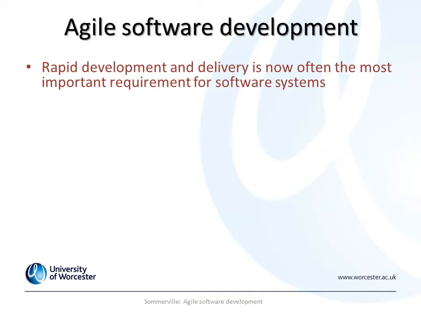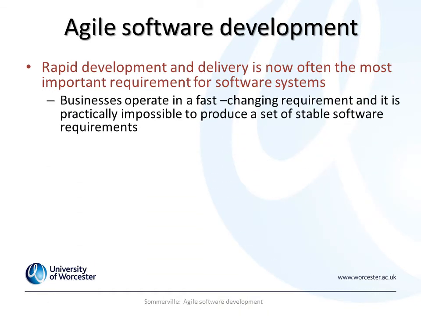Okay, agile software development process. Rapid development and delivery is now often the most important requirement for software systems. That's not to be confused with RAD. This development model adopts an iterative model as a baseline, whilst putting emphasis on the human factor, which is achieved by a software team and feedback throughout the ongoing development process. That's what we mean by agile software development.